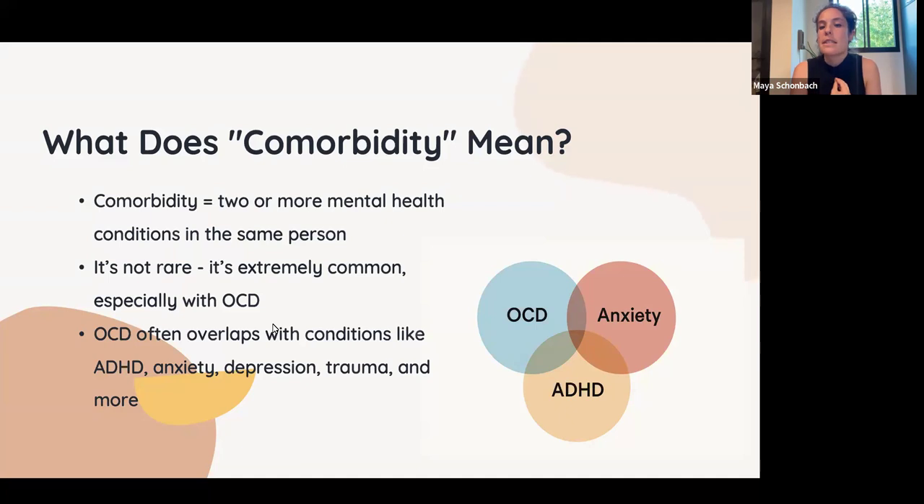So again, this isn't a sign that there's something wrong with you. It really is a reflection of how complicated and how interconnected the human psyche and the human mind and our brain is. And so understanding this overlap can really help you get the right kind of treatment instead of trying to kind of force your experience into just one label.